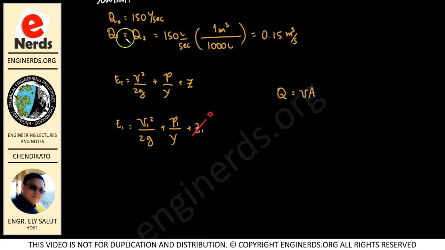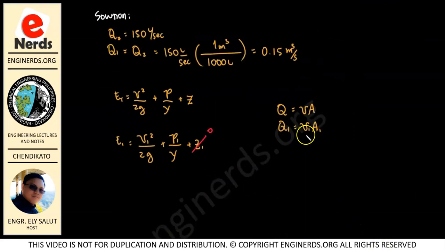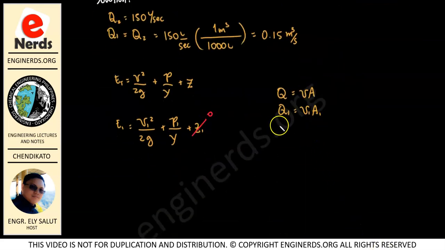Okay, so kunin muna natin yung sa section 1. So, Q1 is equal to velocity 1 times area 1. Well, alam natin yung Q natin. We can get the area dahil alam natin yung diameter ng ating pipe. So, therefore, we can get our velocity. So, velocity 1 is equal to Q1 over A1. Okay? So, ano yung value ng ating Q1?